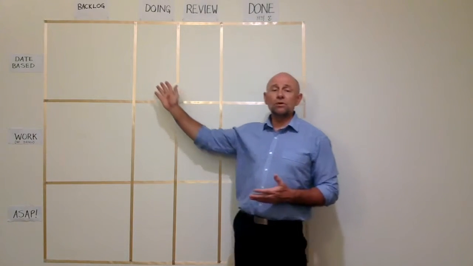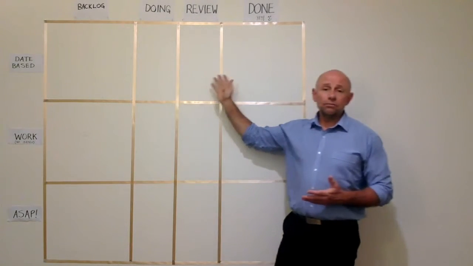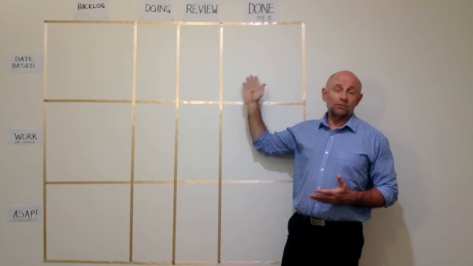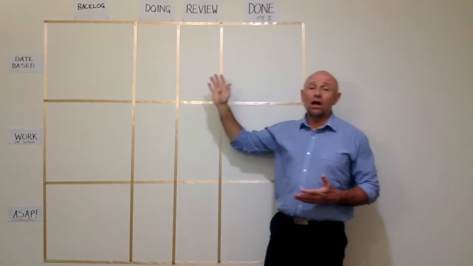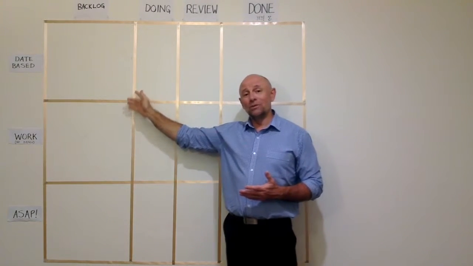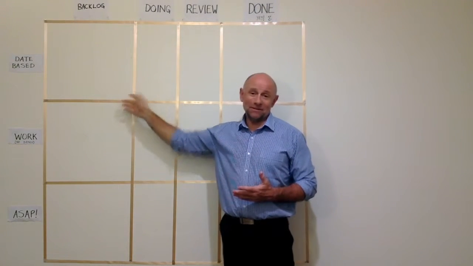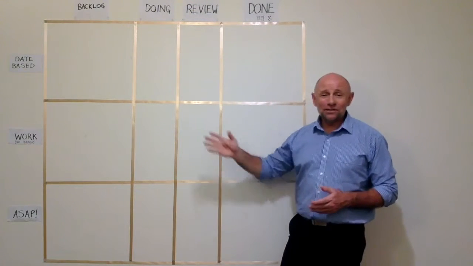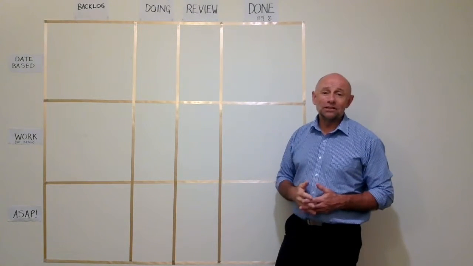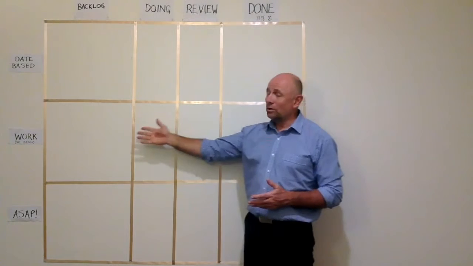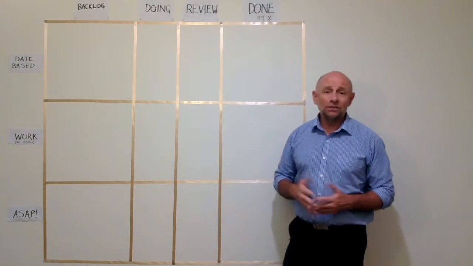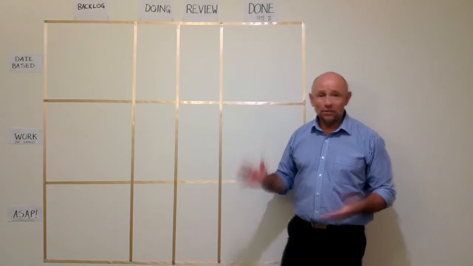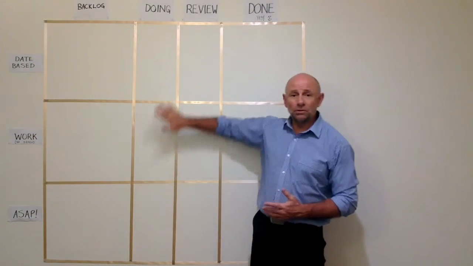Over time, you'll see work move from the backlog through the process into the done column, and you'll be able to see the amount of work that you've done over time, and it should be more than what's piling up in the backlog. You'll see that I've got 3 swim lanes. I've got date-based, I've got work, and I've got ASAP. This is one way to arrange your work. You don't have to do it this way. You also don't have to put ASAP down the bottom. You could put it up the top.